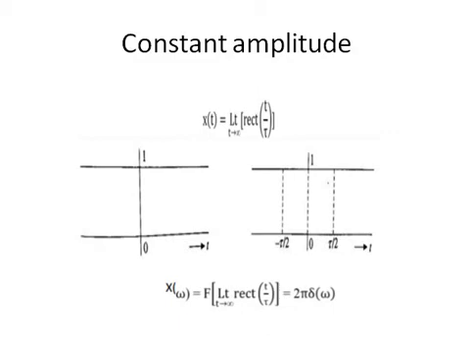And next is constant amplitude, which means a DC signal. If we apply the Fourier transform for the DC signal, then we will get something similar to the rectangular pulse, somewhat like the unit pulse, somewhat like the impulse function.